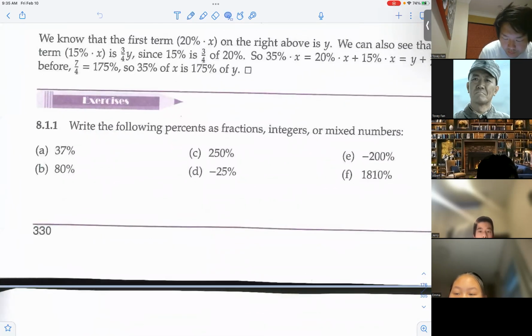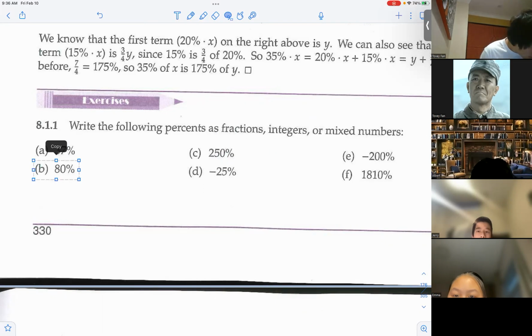In this question, we're going to convert percentages into fractions or integers or mixed numbers. Again, percentage is like over 100, right? So for every question here, you can just do 37 over 100, 250 over 100, and simplify. If you want to express them in fractions, you just change this into over 100. If you want to express them in terms of decimals, then divided by 100 is basically just move the decimal point 2 times, right?